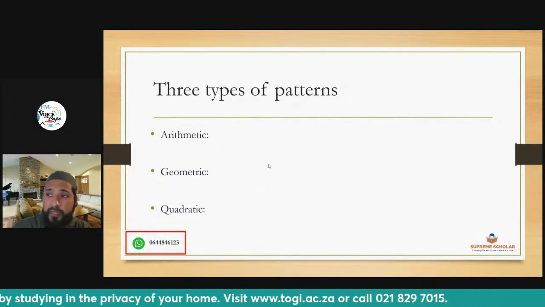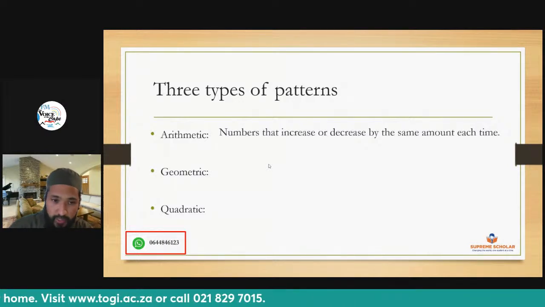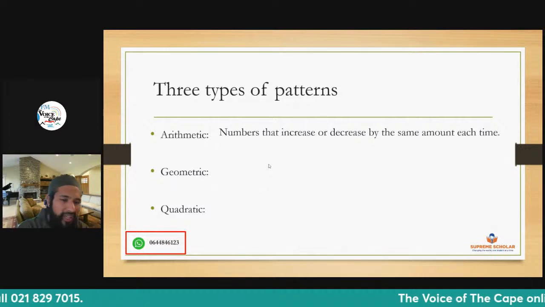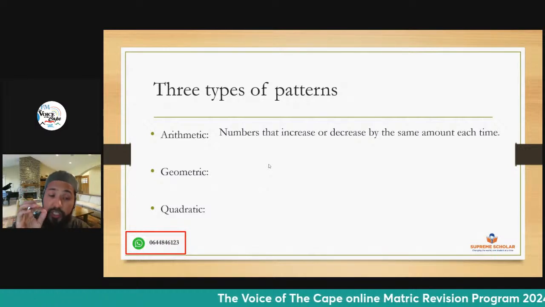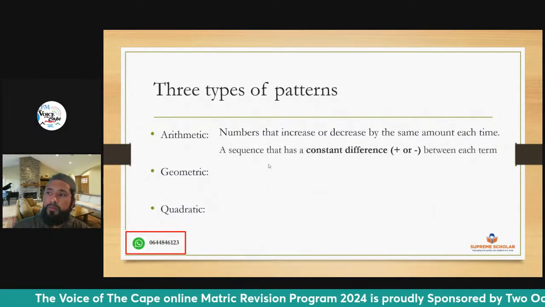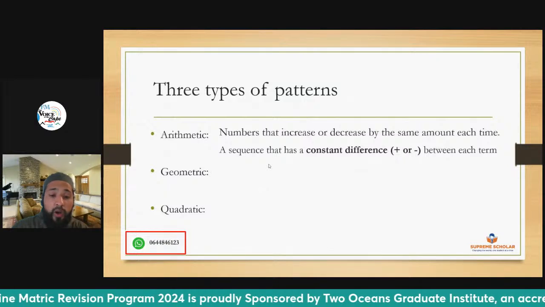So what is an arithmetic pattern? An arithmetic pattern is simply numbers that increase or decrease by the same amount each time. In other words, a very important defining feature of an arithmetic pattern is that it has a constant difference. That's all. An arithmetic pattern is simply a sequence that has a constant difference.